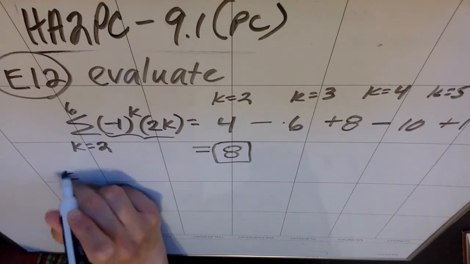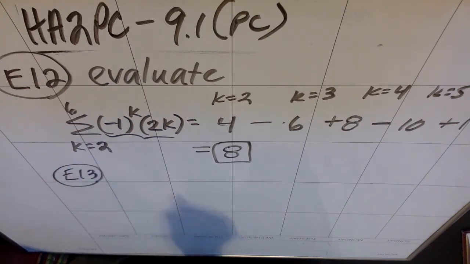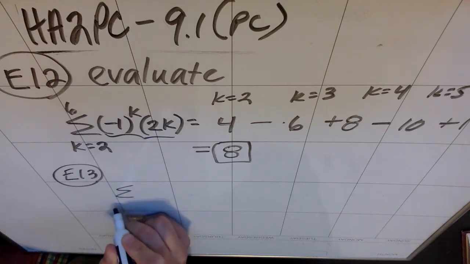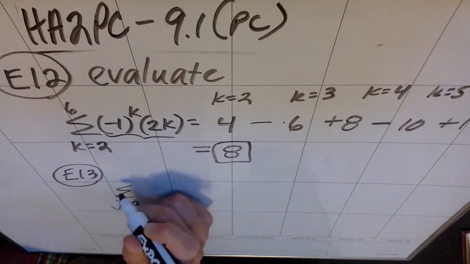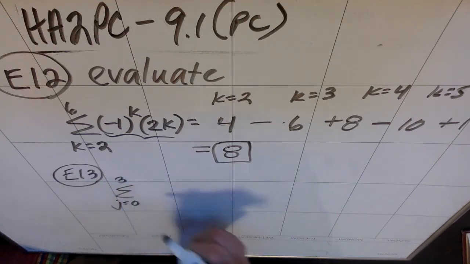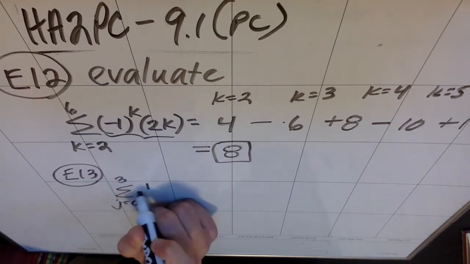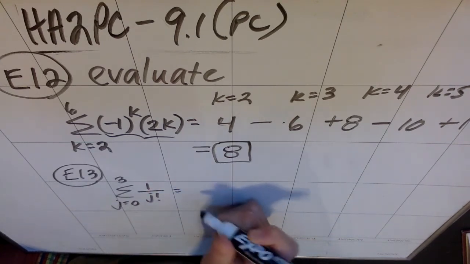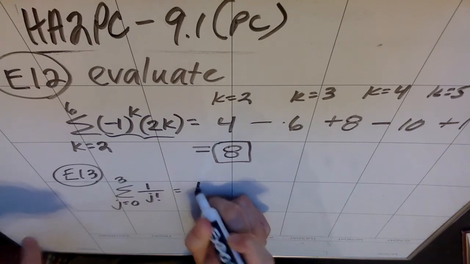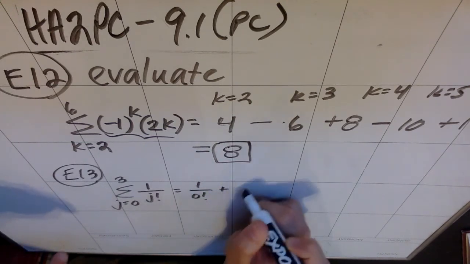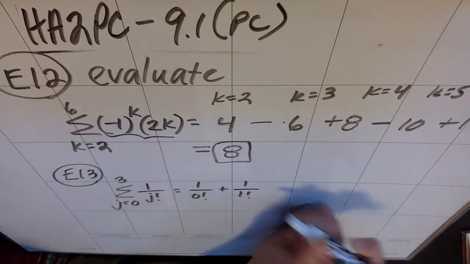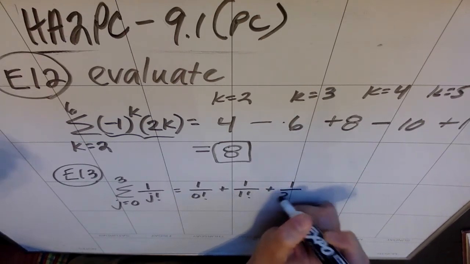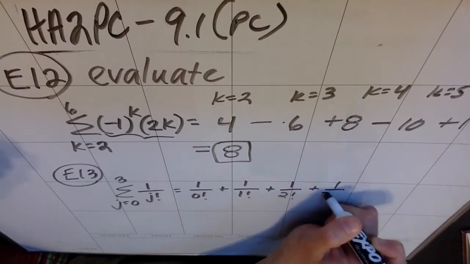Let's do one more. So let's do example 13. Let's do the sum, we'll do the summation as a j, j is 0 to, let's do 3 this time. And we're going to do 1 over j factorial. So what that would mean is my first term is when I plug in 0, so I'd get a 1 over 0 factorial. My next term is when I plug in 1, so 1 over 1 factorial. My next one would be 1 over 2 factorial. And my last term would be 1 over 3 factorial.